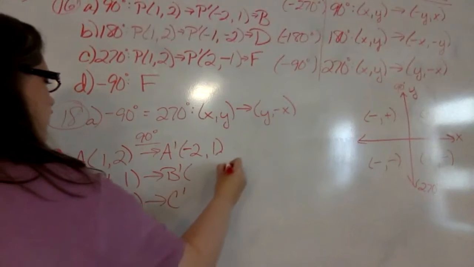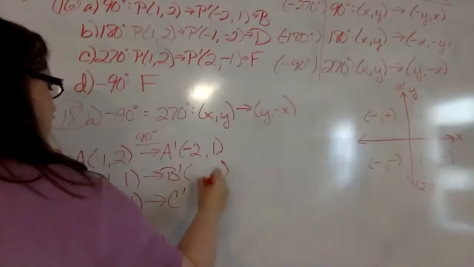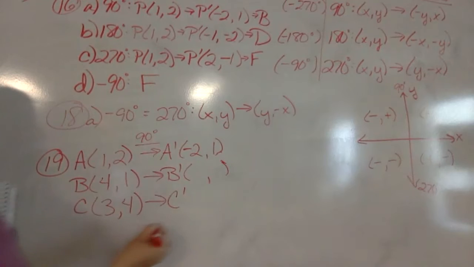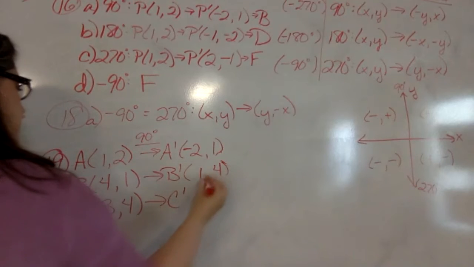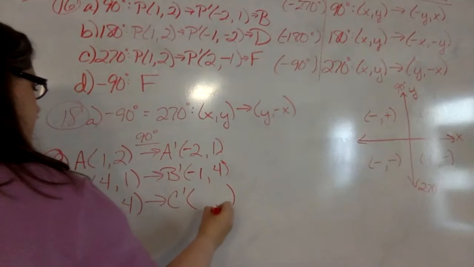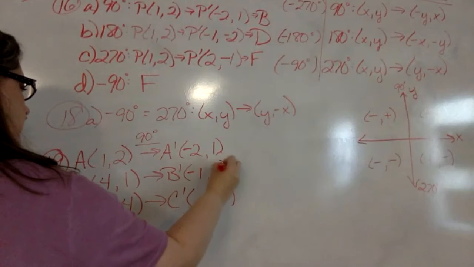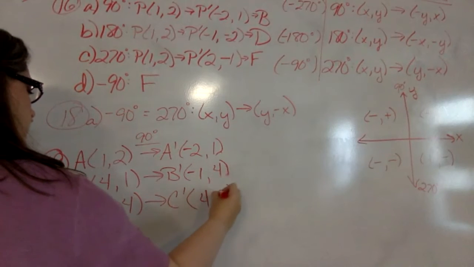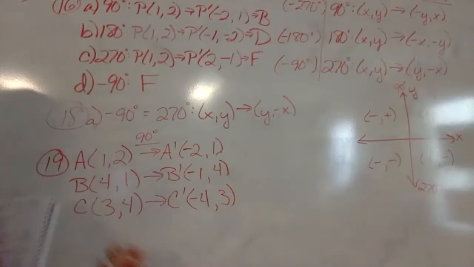For B, what will I put? You put (1, 4), flip it to (4, 1), and make the front one negative: (-1, 4). For C, you do (4, 3), flip it to (3, 4), and make the front one negative: (-3, 4).